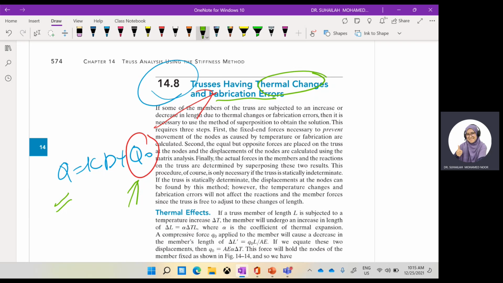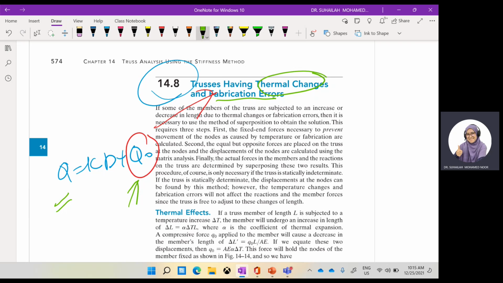Because whenever a member or element is fabricated, it doesn't mention a joint, joint 1 or joint 2. It clearly mentions the member: member 1 or element 1 is fabricated, member 2 is fabricated, or member 1 has temperature changes. All these members get an effect from either thermal changes or fabrication error. We have to understand that this is also Q naught.